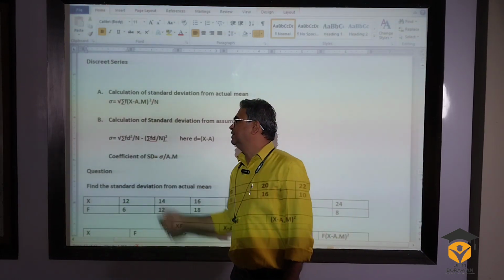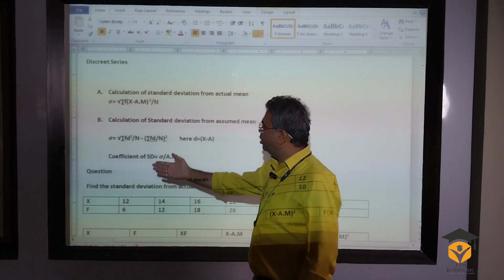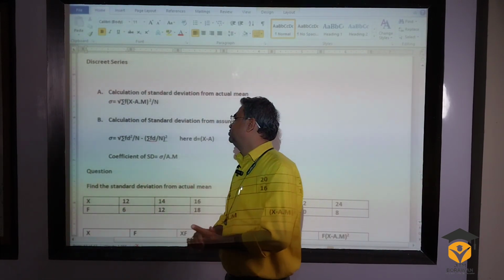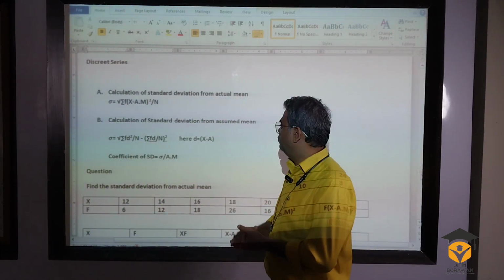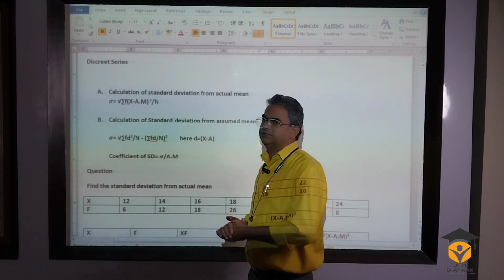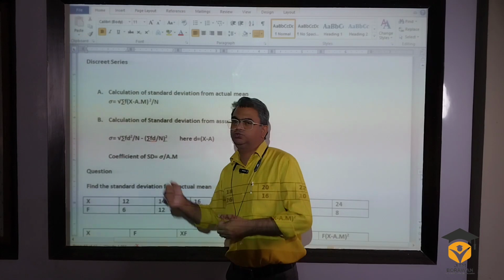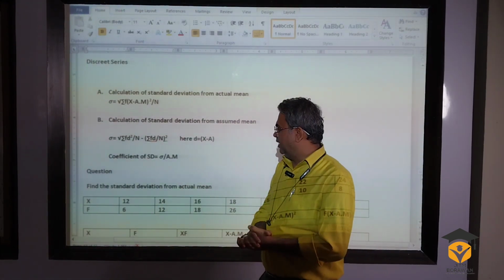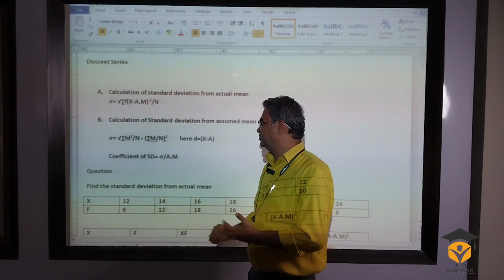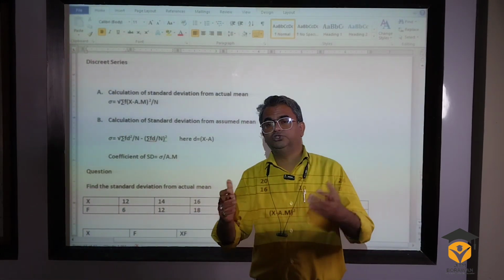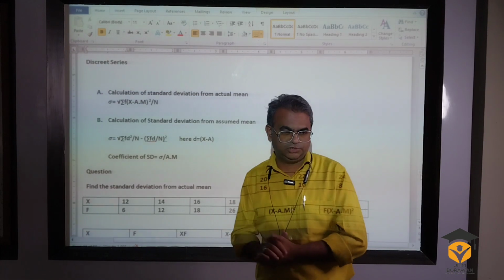Then we have the formula sigma equals the square root of summation fd square divided by n minus (summation fd by n) whole square. And what is d here? D here is x minus assumed mean. And in this formula we can also find out the coefficient of standard deviation, that is standard deviation divided by arithmetic mean. We also have a formula for the continuous series.